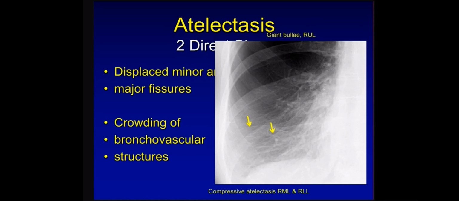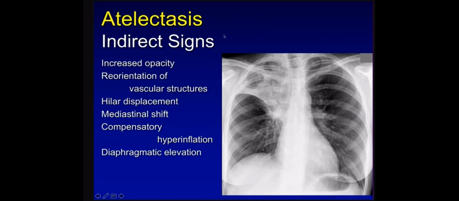This patient has the two direct signs of atelectasis. Notice the displaced fissures here and the crowding of bronchovascular structures here in the lower lung zone. This is caused by a giant bulla in the right upper lobe. The indirect signs are more numerous, and it might be increased opacity of the lung, reorientation of vascular structures, the hilum may be displaced upward or downward, the mediastinum may shift, and you can have compensatory hyperinflation in the adjacent lung, and you can have elevation of the diaphragm.